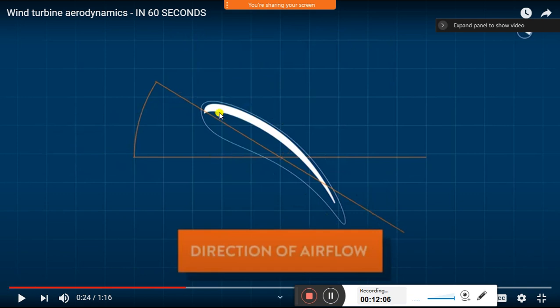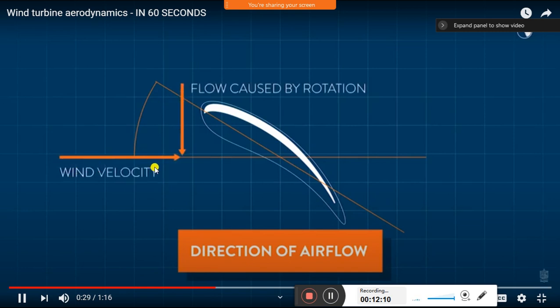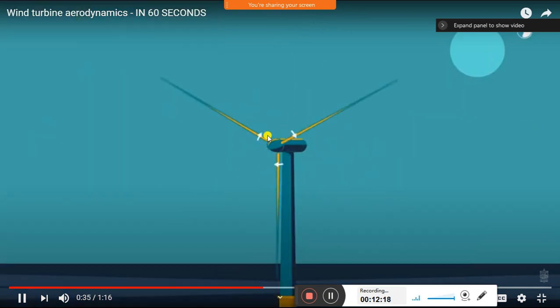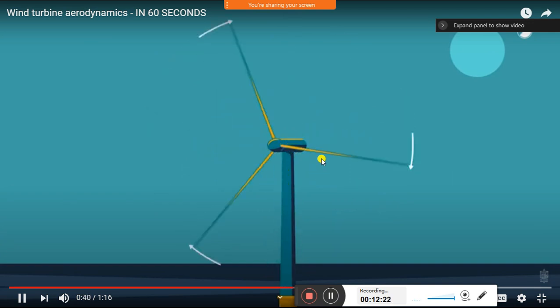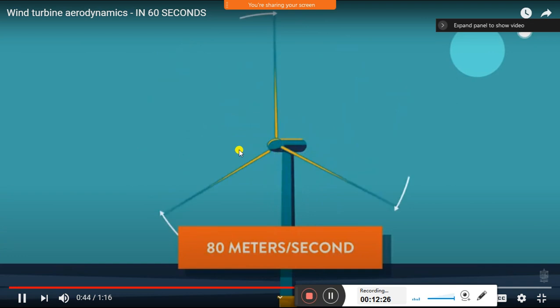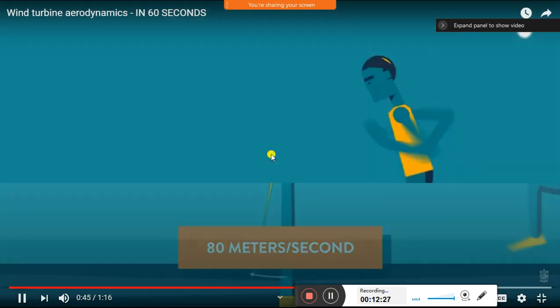This is the aerodynamics of the blade, and the wind velocity, and there is a wind flow, and the wind flow causes the rotation. This is what the drag force and lift force do. Lift force causes the blade to rotate. The radial velocity of offshore turbines: always the velocity is more at the tip and very less at the starting point of the blade.